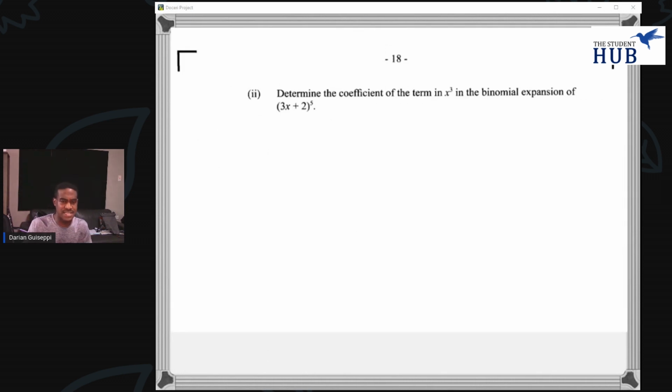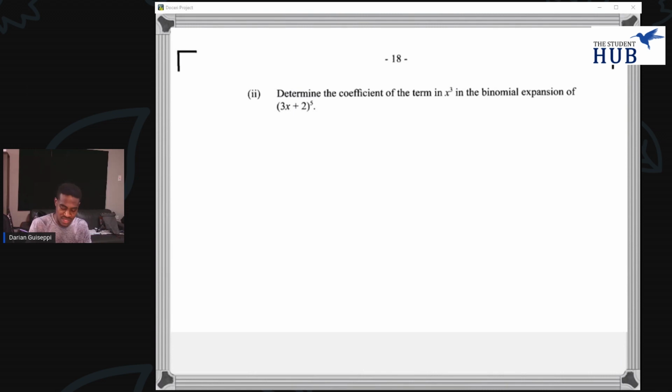The second part says determine the coefficient of the term in x cubed in the binomial expansion of this here. So you have this binomial expansion, and they want us to find the coefficient of the term in x cubed. When we think about the coefficient, we could expand it out and find where the coefficient is, or, if you recall, there's a condensed formula and a long formula for the binomial theorem.